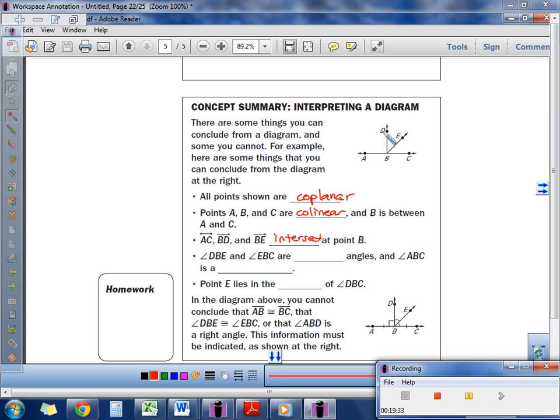DBE and EBC are over here, and they're stuck together, therefore they are adjacent angles. And ABC right here is a straight line, therefore it is a straight angle, you could also say. Point E lies in the interior of DBC. And you can read the rest on your own. It tells you what you cannot conclude.